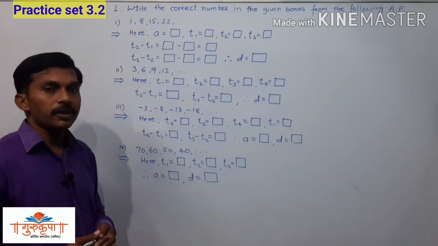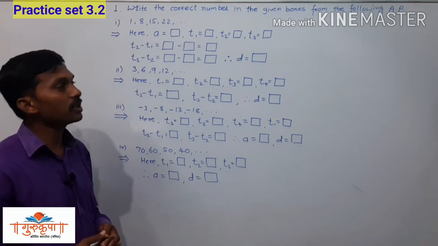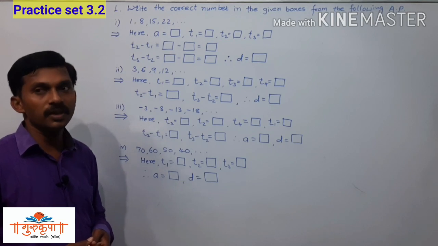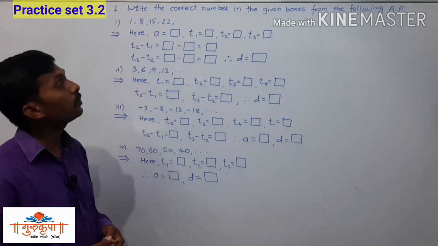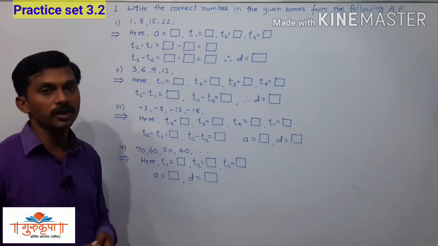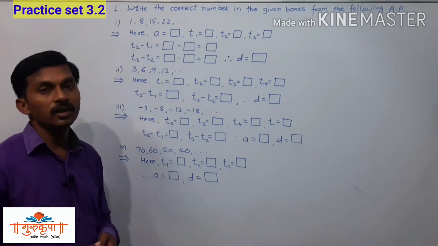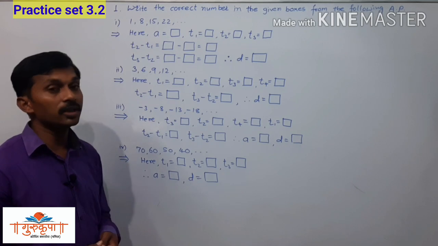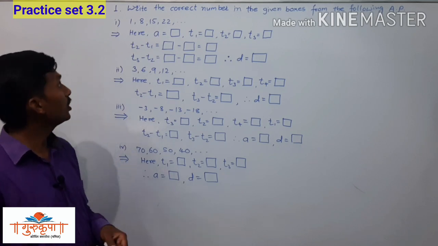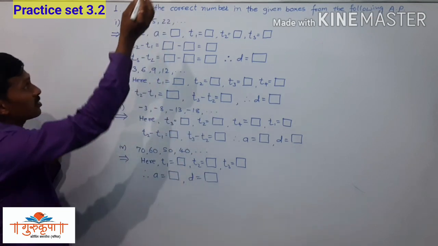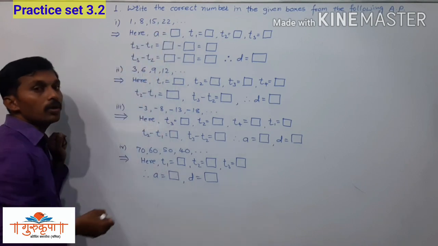Practice set 3.2. First question: write the correct numbers in the given boxes for the following APs. The APs are given in each example, and we have to fill the empty boxes only. While filling the empty boxes, we have to take care and observe how the changes are made in the examples one by one. Here we will take the first example. The given AP is 1, 8, 15, 22 and so on.